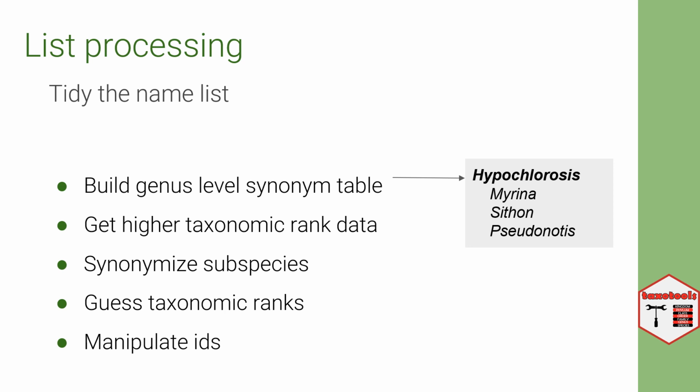List processing or tidying up the name list is also possible. So, building a genus level synonymy table for matching the names or getting higher taxonomic rank data, synonymizing subspecies wherever required, or guessing the taxonomic ranks, manipulation of the IDs. These are all the list processing functions available.